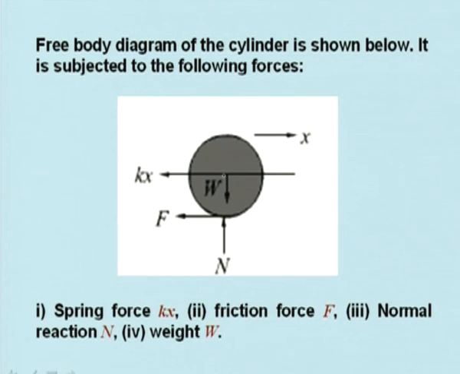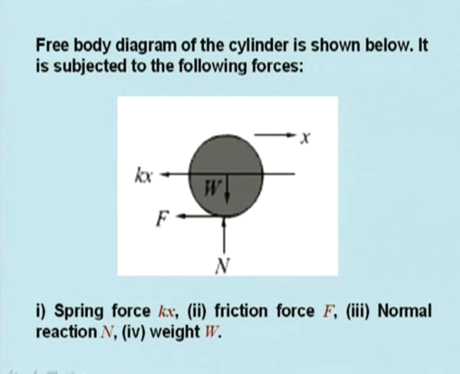What are the forces? Let us discuss the forces coming on the center. One is the spring force, the restoring force of the spring. When the cylinder center has moved by distance x, then the spring force is kx. W is the weight of the cylinder, acting downward. N is the vertical reaction of the floor, and F is the force due to friction. So we have these four forces: spring force kx, friction force F, normal reaction N, and weight W.